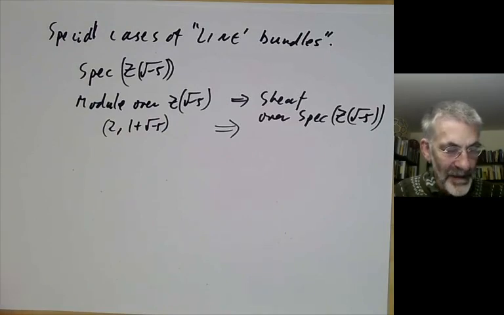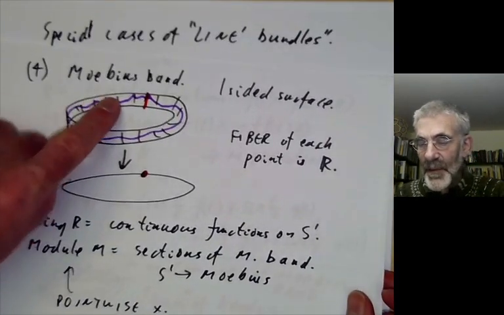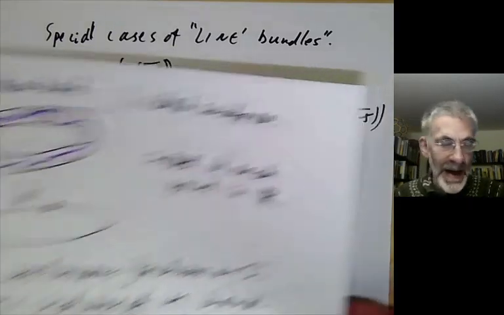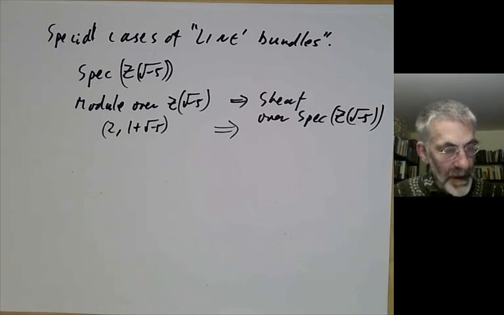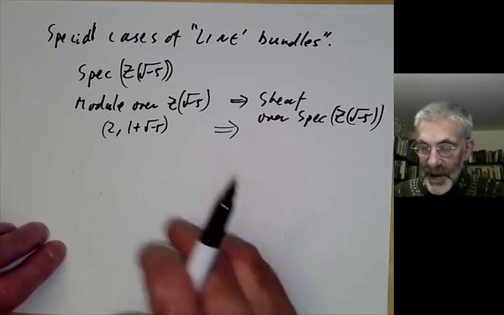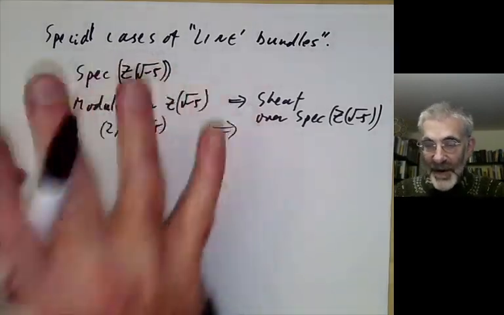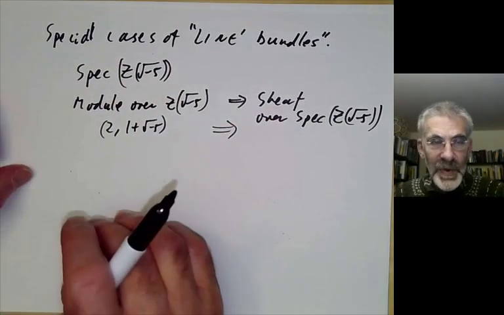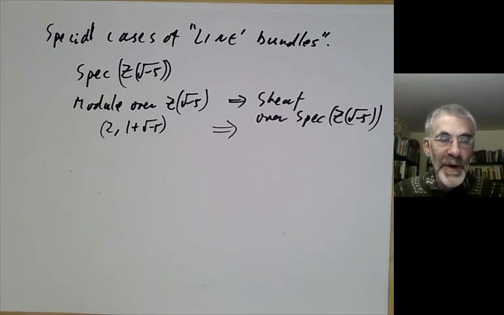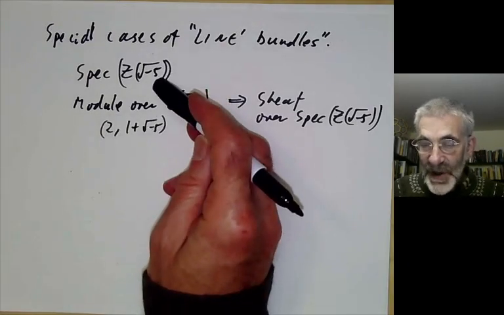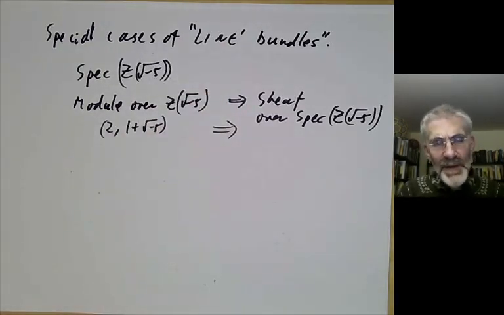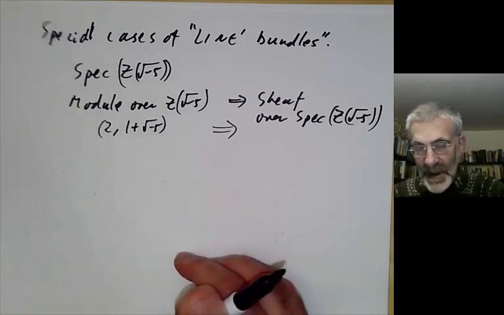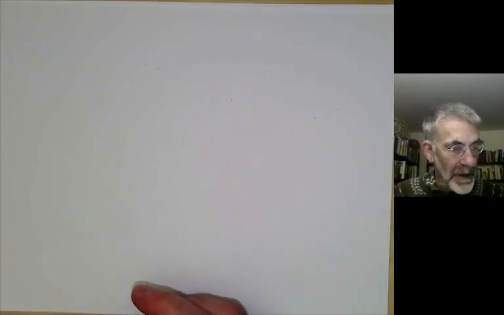A vector bundle is like a line bundle, except that instead of the fibre being a one-dimensional vector space, it can be an n-dimensional vector space. We'll see a few examples of that in a moment. So the conclusion of these two examples is that Moebius bands that you find in algebraic topology and non-principal ideals that you find in algebraic number theory are really the same thing. They're both slightly twisted versions of free modules in some sense.